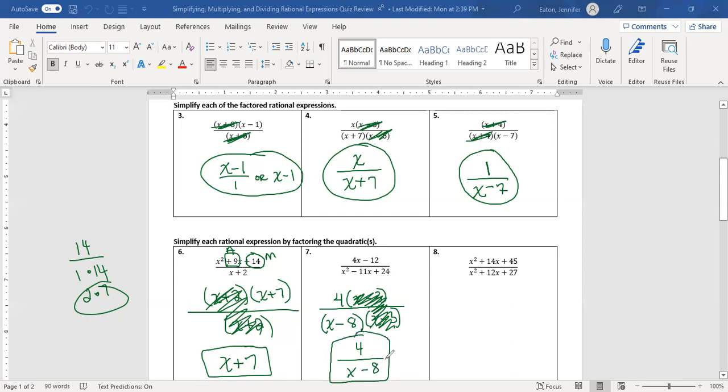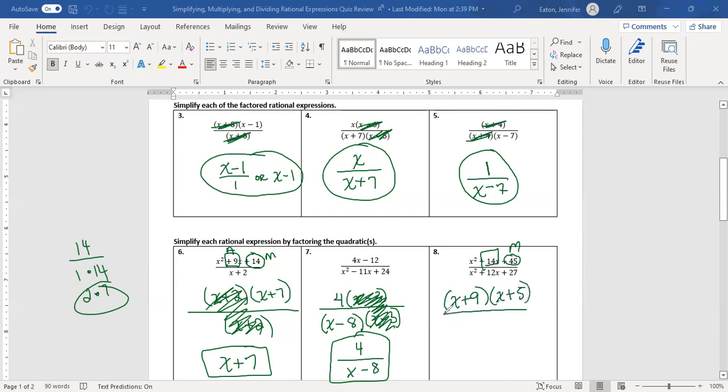And then for problem number 8, we see that we have a quadratic both in the numerator and in the denominator. So we say, what multiplies to 45 and adds to 14? You've got to think of all the numbers that multiply to 45. If you got 9 and 5, you are correct.